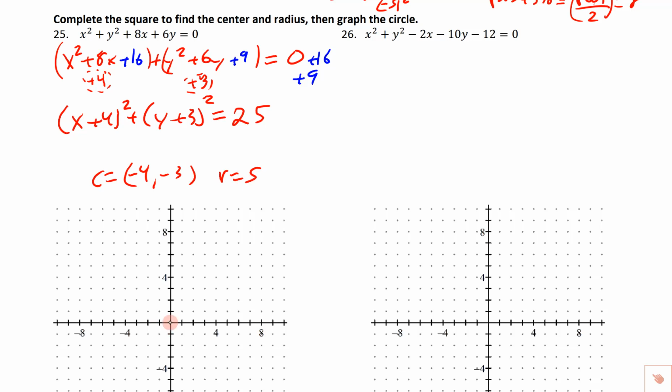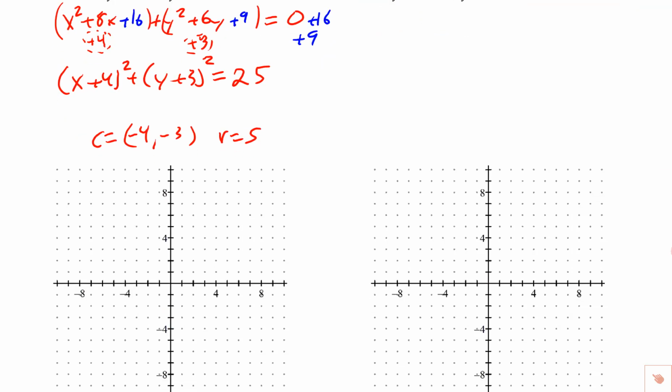So we're going to go to (-4, -3), slide this down just a little bit, and then we're going to go 5 units in each direction. So that's going to put us here, here, here, and let's see, -3, this would put us at -8. Yep, I think that looks good. There's our circle. We've got the equation, we've got it labeled and all that sort of stuff.